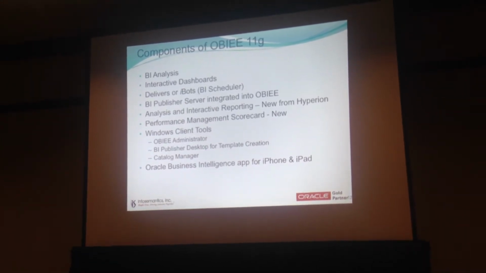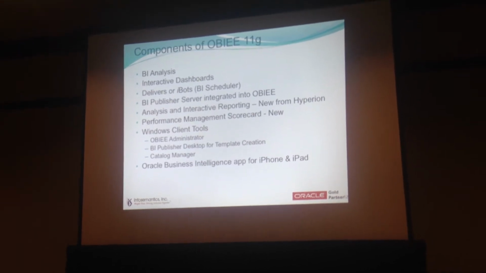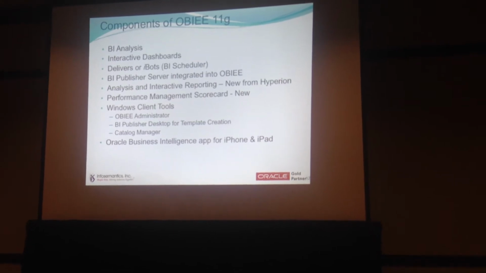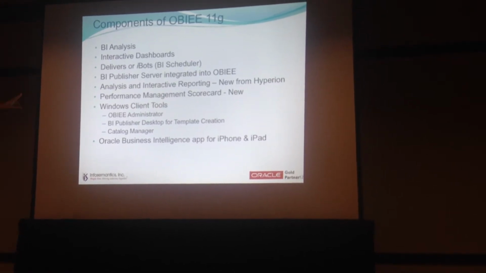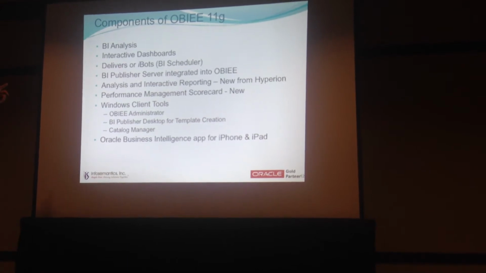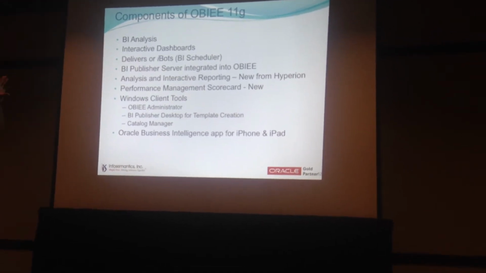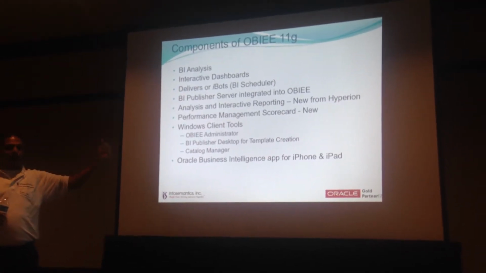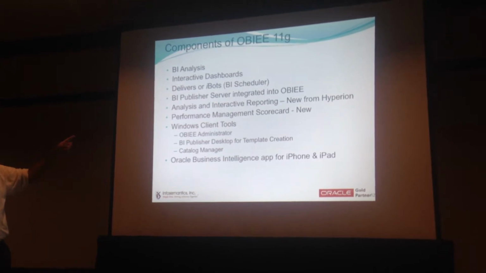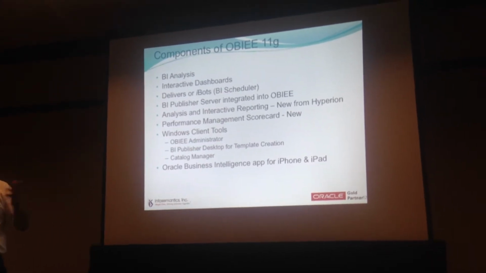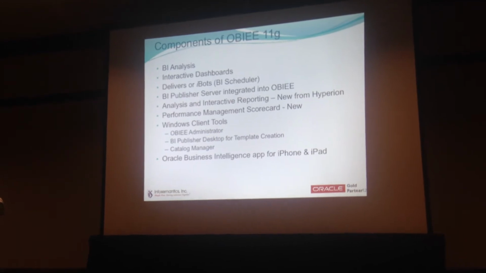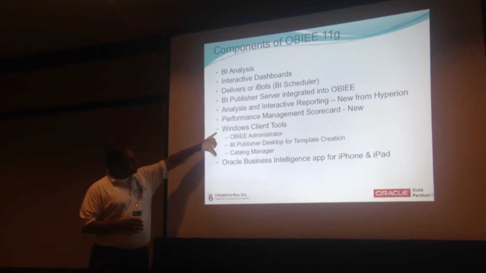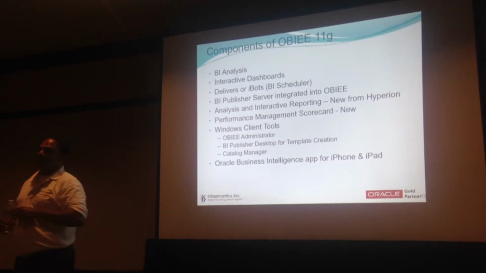There is also Delivers, which is the scheduler part of it. And as I said, OBIEE is a suite of products. It comes with BI Analysis, dashboards, and then you also have BI Publisher. It's a product which comes as a built-in tool along with OBIEE. When you install OBIEE, this is one of your tools too. And then there is analysis and interactive reporting for Hyperion, something new in 11G.